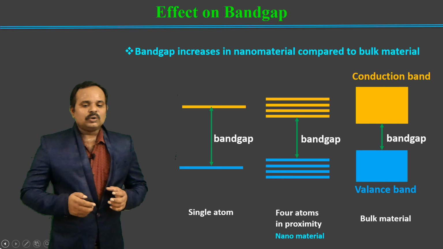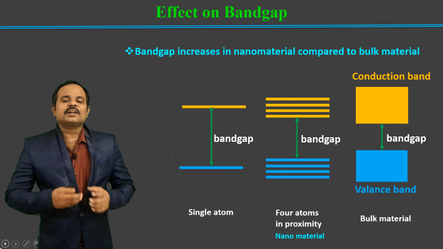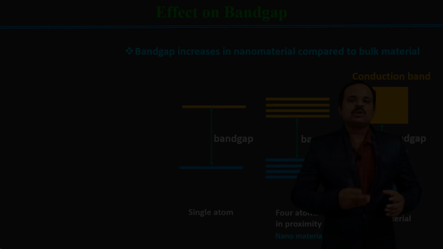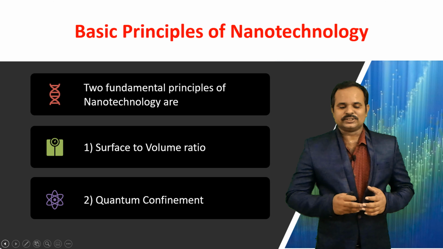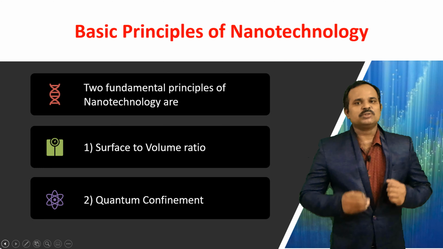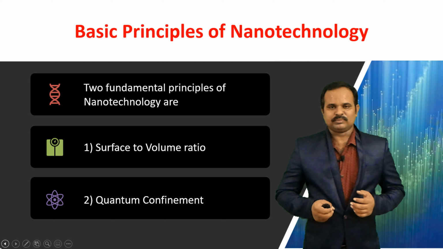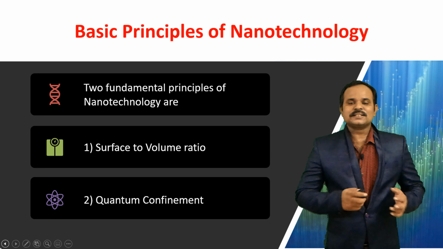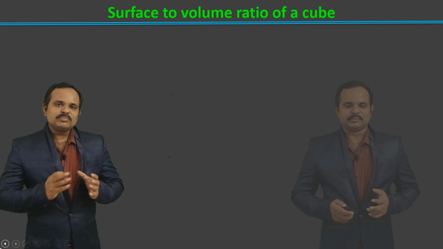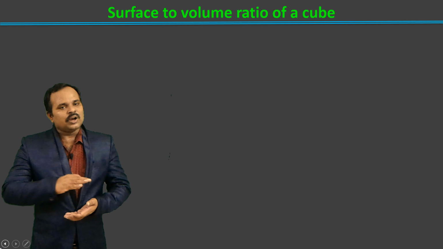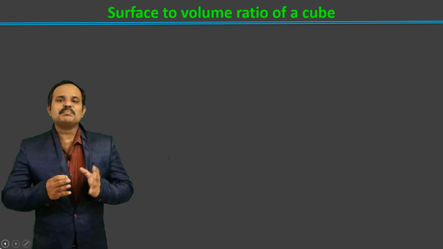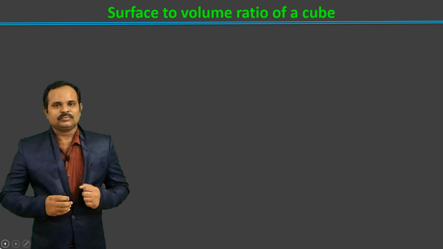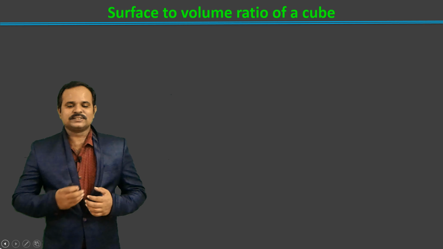So, how are these properties appearing for the nanomaterials? There are 2 important principles behind nanotechnology and nanoscience. Those are surface to volume ratio and quantum confinement. Let's see what the surface to volume ratio and quantum confinement are. For a nanomaterial or any material, how much surface area does the particle have compared to its volume? Let's consider one example so you will understand.